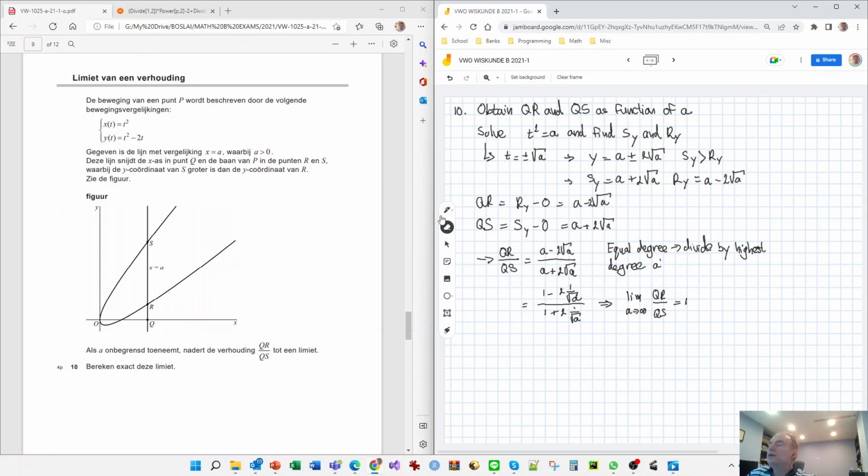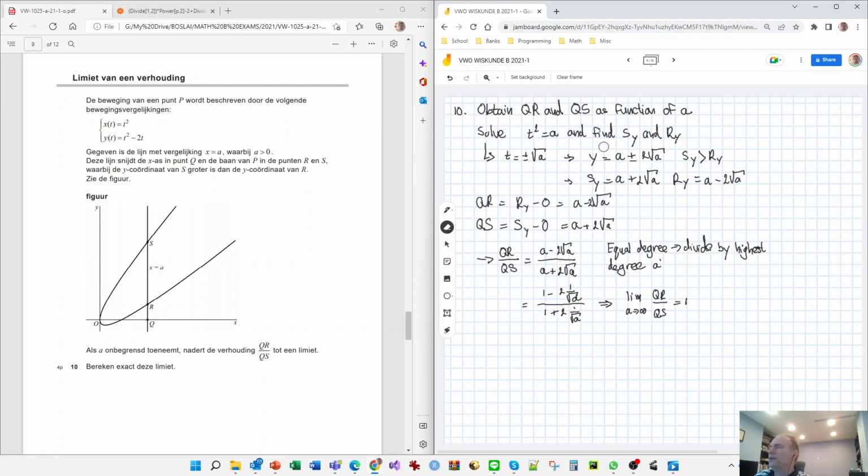Well, step by step, the strategy would be to calculate QS and QR as a function of a. So where does it cross? Well, x has to be a. So looking at it, it means t squared has to be a. And when does that happen? Well, if t is plus or minus the square root of a. And we need to know the y's, because we want to find these line segments here.